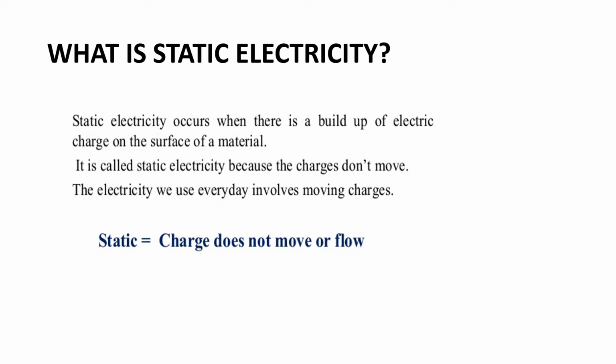Now, what is static electricity? Static electricity occurs when there is a buildup of electric charge on the surface of a material. It is called static because the charge does not move. Static means the charge does not move or flow.